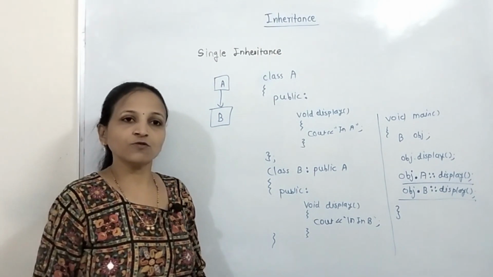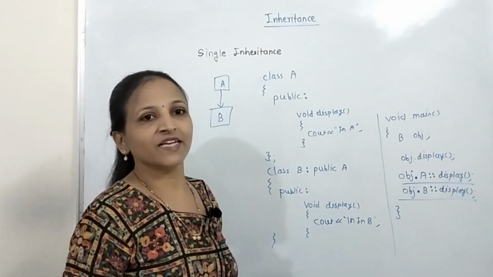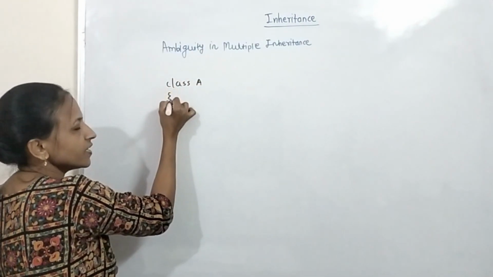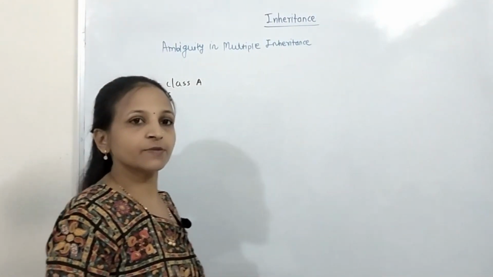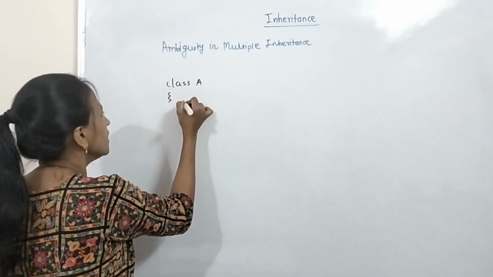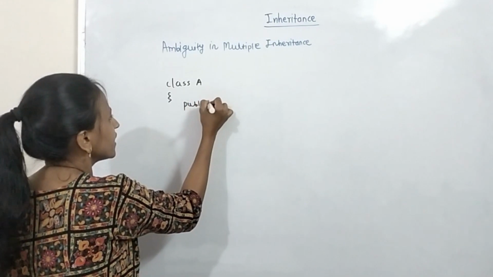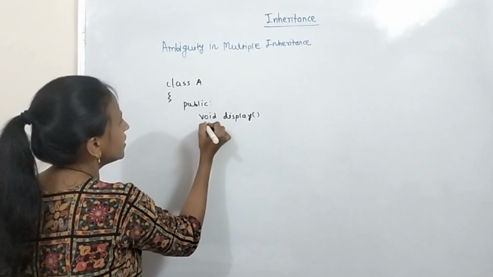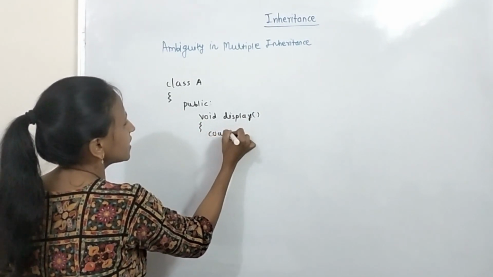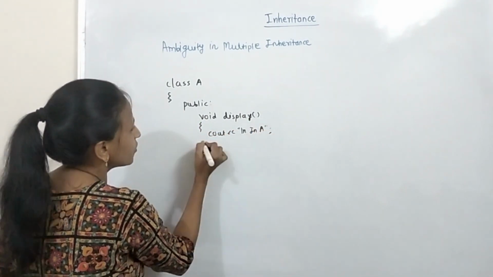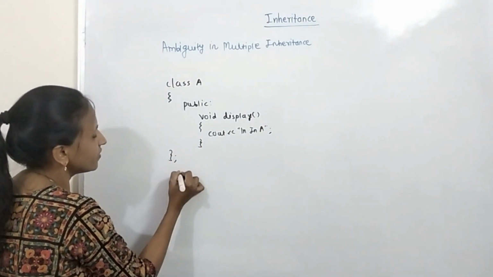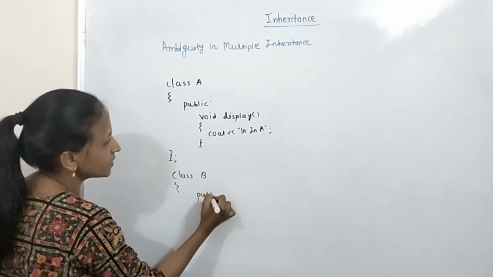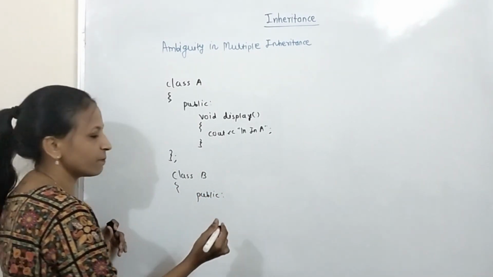Getting? Now we have to see the ambiguity in multiple inheritance. Let us see. Let there be a class A and it internally has one display member function. Simple. Inside the public section, we will write the display function, void display. And here we are just displaying "in A". Only in A I am going to display here, that's it. Now we have created one class B. Again the same thing, inside that class B also I am declaring a display member function.